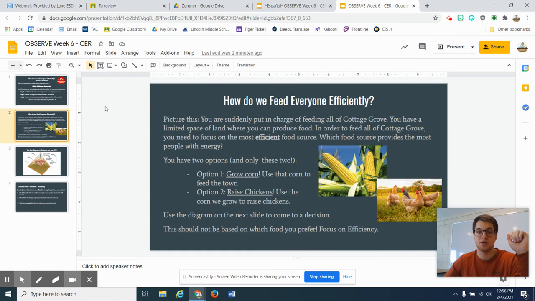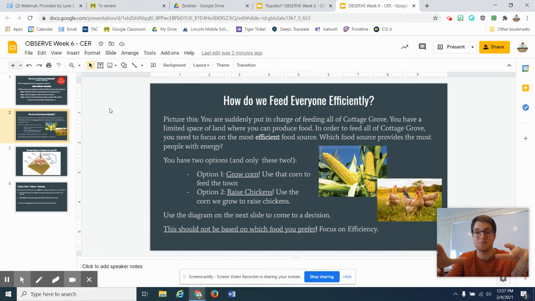So here is our situation. We are suddenly put in charge of feeding Cottage Grove. We have a limited space of land where we can produce food, so we need to decide what food we're going to make. We want to make the food that gives the most energy to the most amount of people, the most amount of calories. So you have two options. We can grow corn and feed everybody with corn, or we can grow corn, feed it to chickens, and then give those chickens to everyone. Those are our two options.